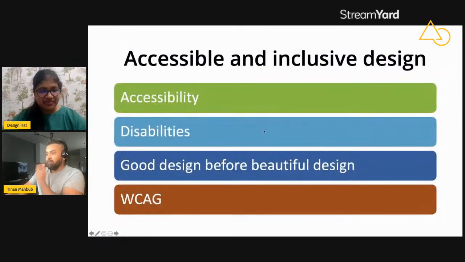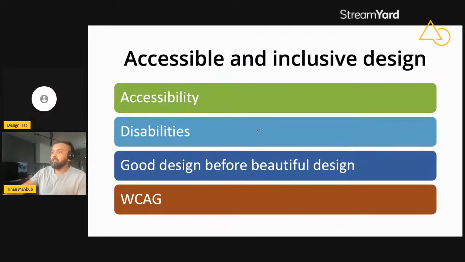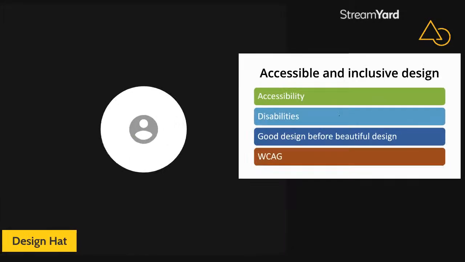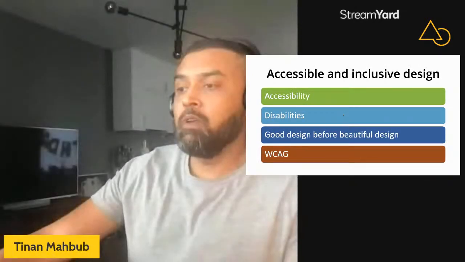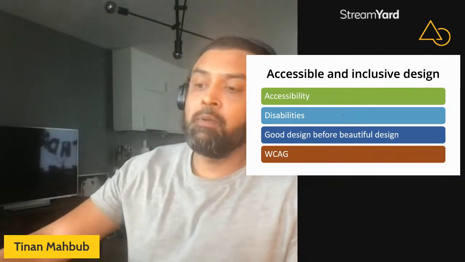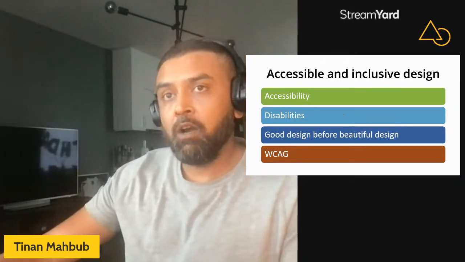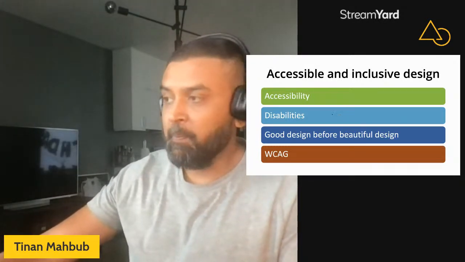So we have already gone through accessible and inclusive design. What we will go through today is accessibility. We'll go through disabilities, and we will also talk about good design before beautiful design. And then we will talk about WCAG. It stands for Web Content Accessibility Guidelines.